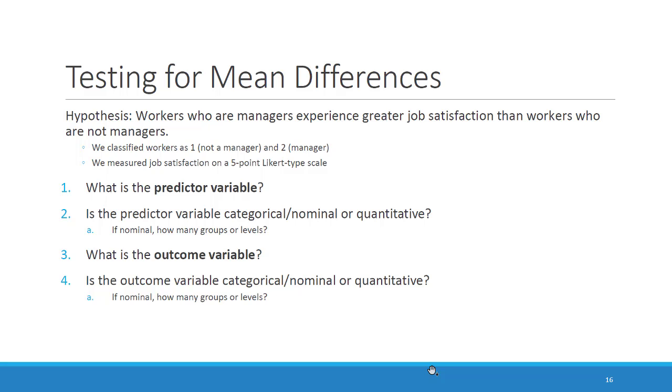Our hypothesis is that workers who are managers experience greater job satisfaction than workers who are not managers. How did we measure our variables? We classified workers as 1, not a manager, and 2, manager. And we measured job satisfaction on a 5-point Likert type scale. So again, we need to answer these 4 questions to determine what is the appropriate statistical test.